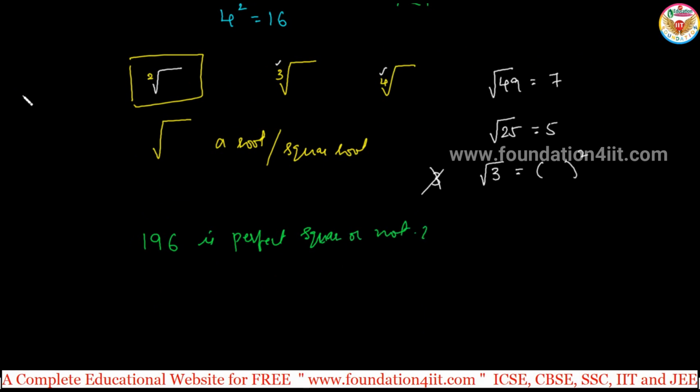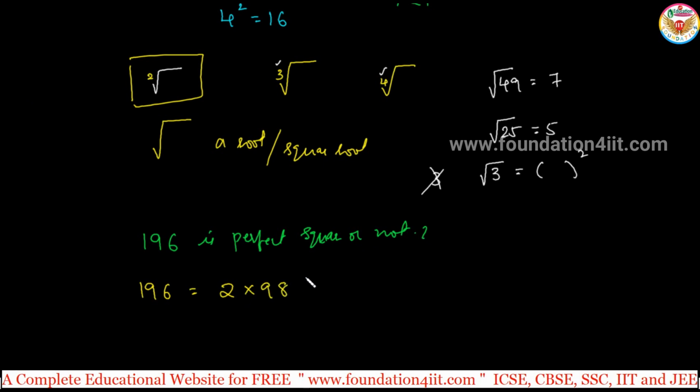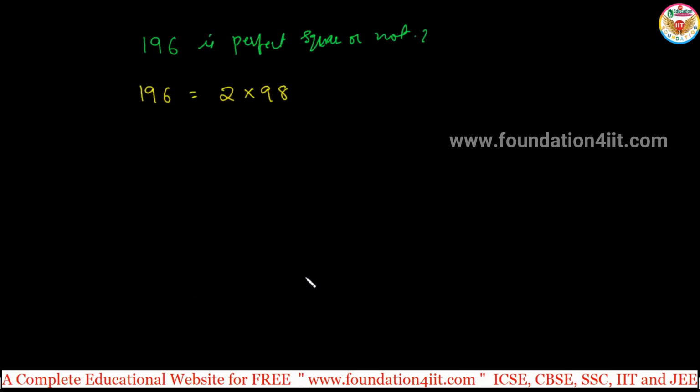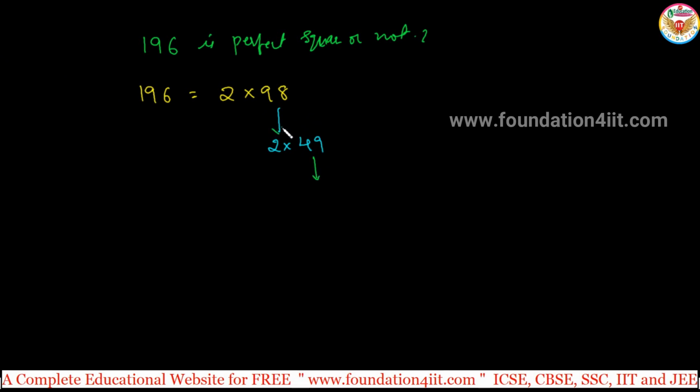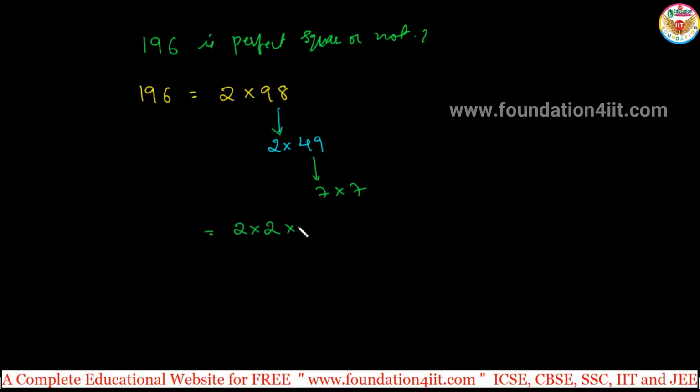So to find this out, we can make it into a product of factors. 196: the first prime number is 2. So 2 into 98. We must make only a product of prime numbers. 98 again, 2 into 49, right? Again this 49 is 7 into 7. So finally 2 into 2 into 7 into 7 equals 196.